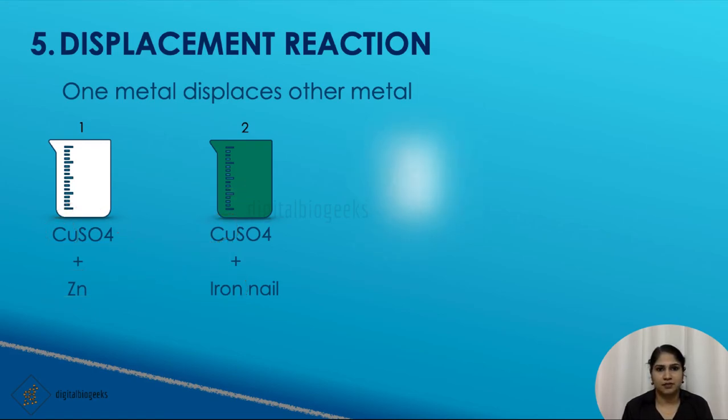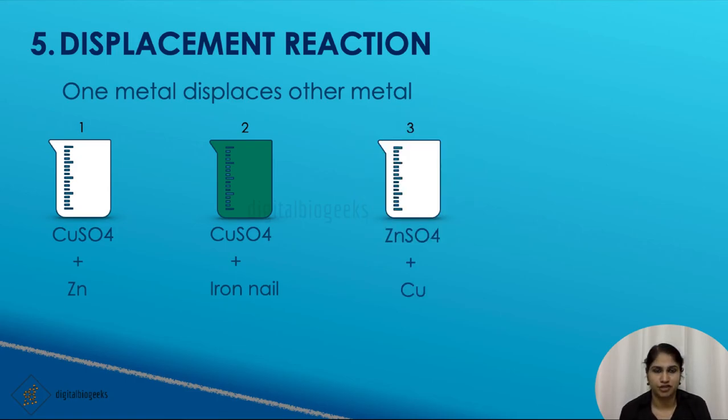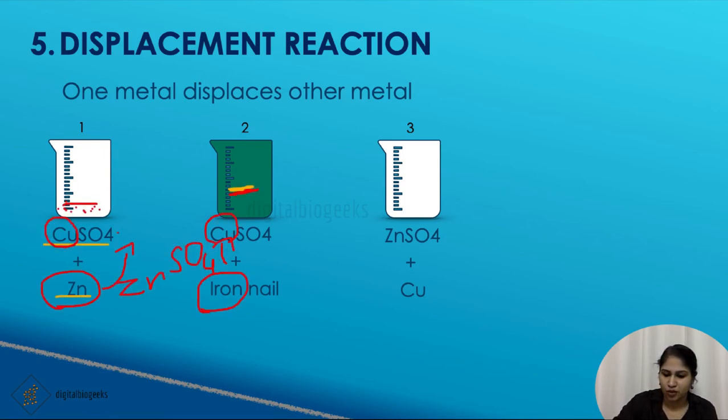In another experiment, take a beaker and pour some zinc sulfate into it. Zinc sulfate solution is inside. Now add copper into it. Nothing will happen because zinc is more reactive. Copper is less reactive. Copper is not able to displace zinc from zinc sulfate.